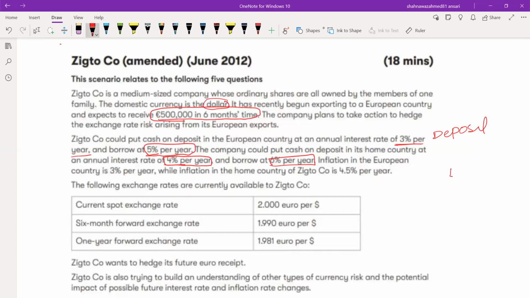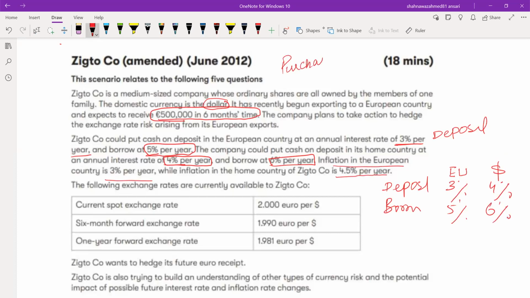So in terms of euro, the deposit rate is 3% per annum, and in terms of USD the deposit rate is 4% per annum. And the borrowing rate is 5% per annum and 6% per annum. While inflation in the home country is 4.5% and inflation in the European country is 3%. Inflation is given because purchasing power parity can be used to predict exchange rate.